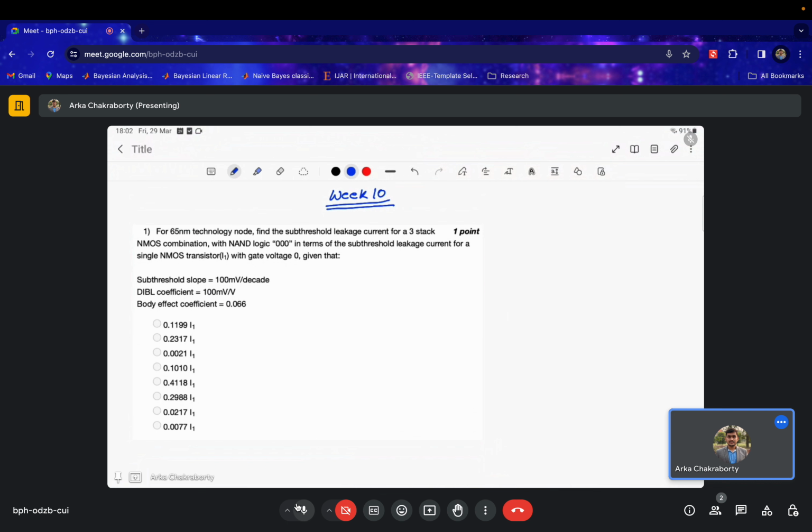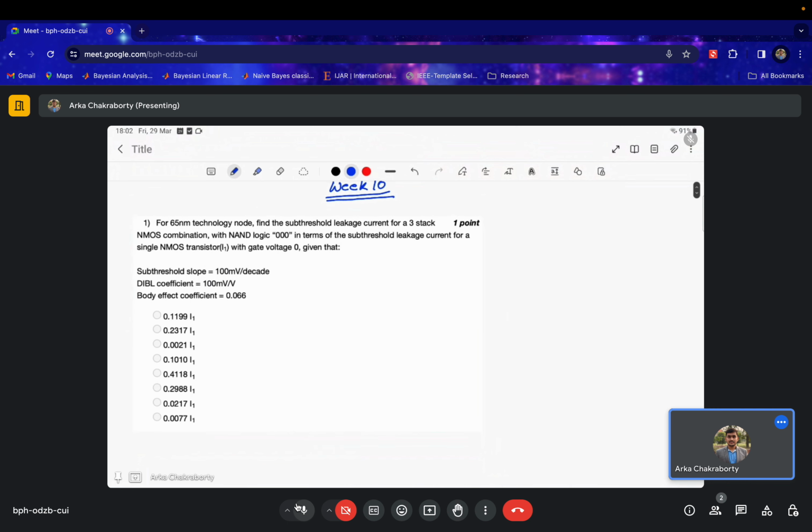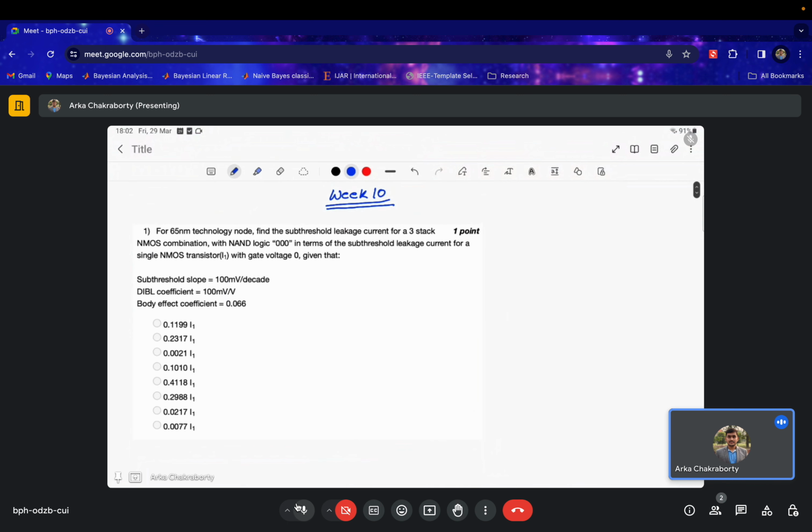So let's begin today's discussion session with the first question. For a 65 nanometer technology node, find the subthreshold leakage current for a 3-stack NMOS combination with NAND logic 000, in terms of the subthreshold leakage current for a single NMOS transistor with gate voltage 0, given that the subthreshold slope, the Debye coefficient, and the body effect coefficient are given. This is my S, this is my eta, this is my gamma or K gamma.